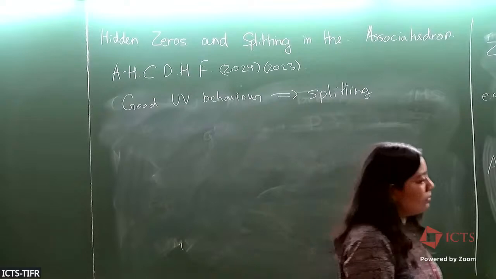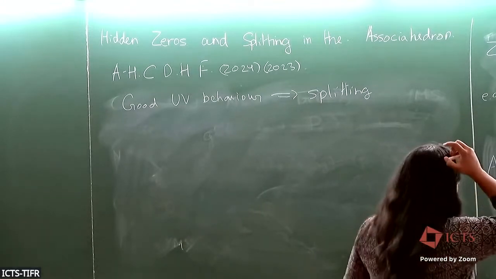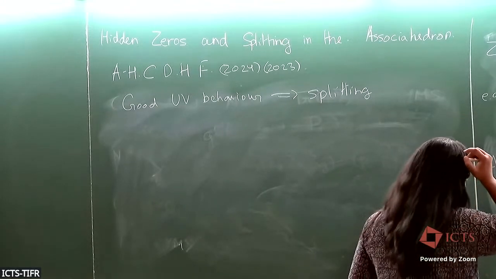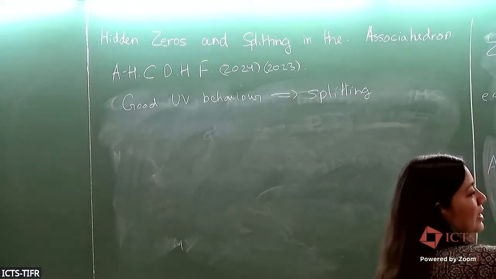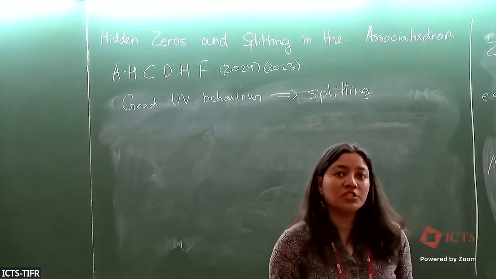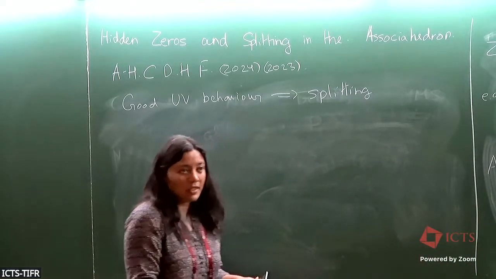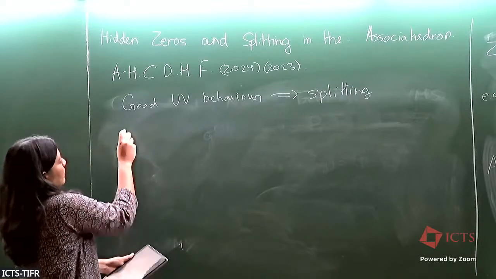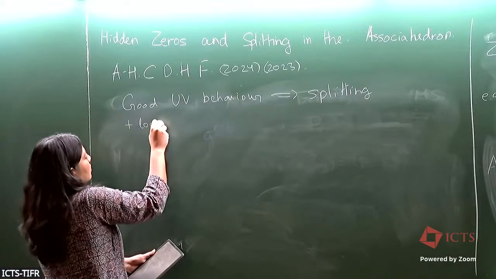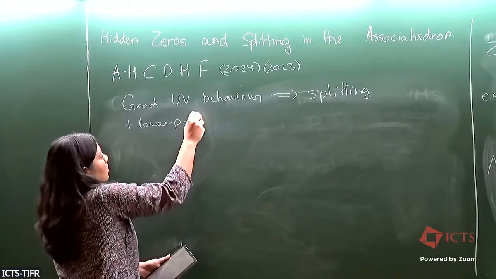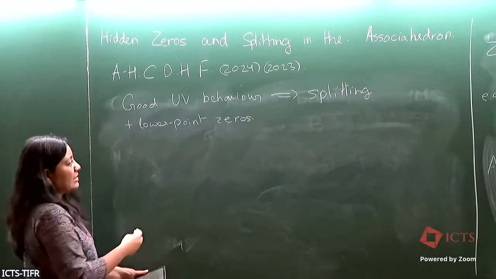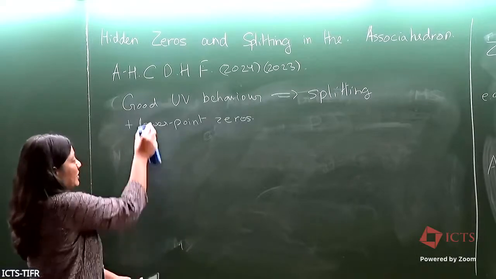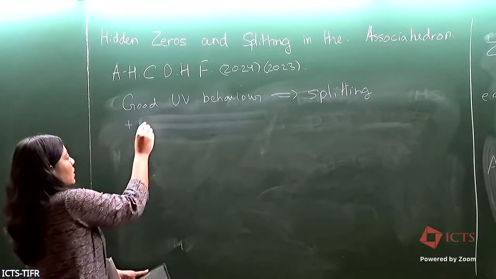Okay. I should have pointed out one other thing. But okay, for now, let me just say that one step of this recursion was assuming lower point zeros, right? So basically, it's good UV behavior plus lower point zeros. And these lower point zeros are given by CK duality. So I can now replace again lower point zeros by CK duality.